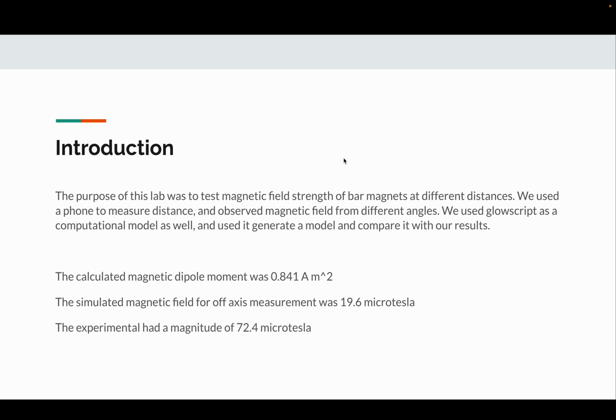The simulated magnetic field for an off-axis measurement was 19.6 microtesla, and the experimental had a magnitude of 72.4 microtesla. By observing the magnetic field from different angles and distances, we found the magnetic field magnitude on our phone, and then measured the distance from the bar magnet.